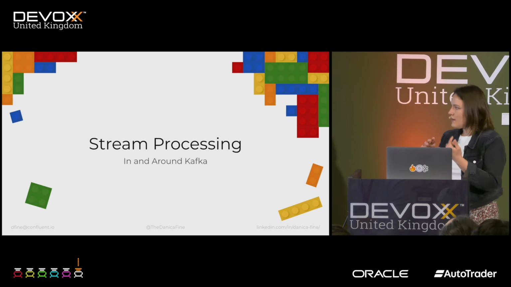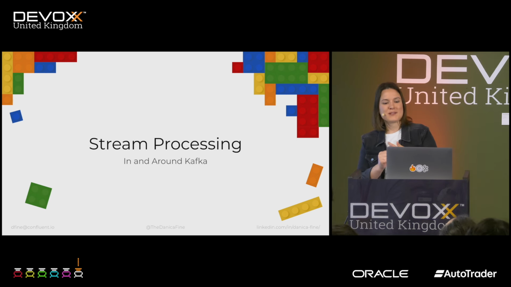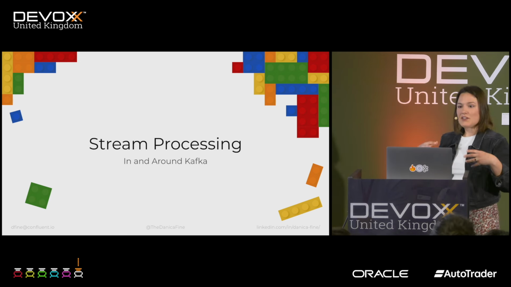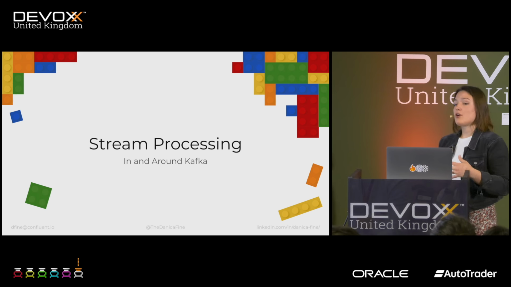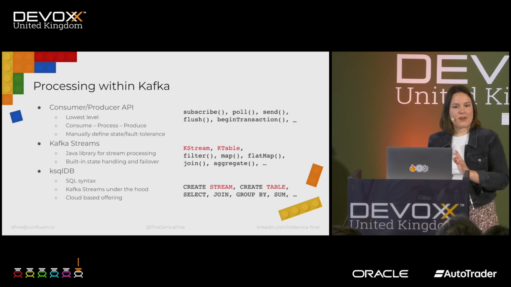So we've seen how to keep track of our data, enforce quality, how to integrate with external systems. The next critical thing you might want to do with Kafka is process your data in an interesting way. So this can be done in Kafka itself, but there's also other technologies outside of the ecosystem that we'll touch on. So first of all, how do we do this within Kafka?